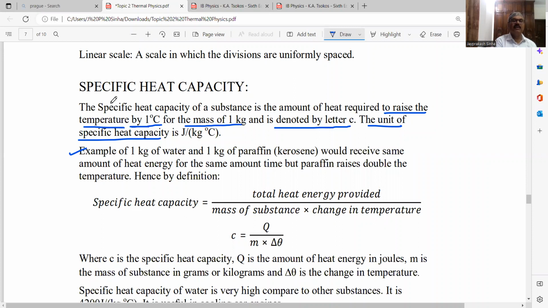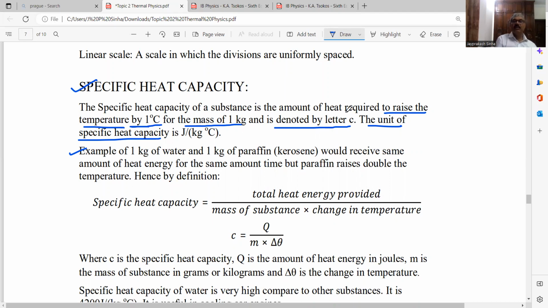Okay, so first of all, we'll learn about specific heat capacity. What is the specific heat capacity? The specific heat capacity of a substance is the amount of heat required to raise the temperature by 1 degree Celsius for the mass of 1 kg, and is denoted by a small letter c. The unit of specific heat capacity is joule per kg per degree Celsius.